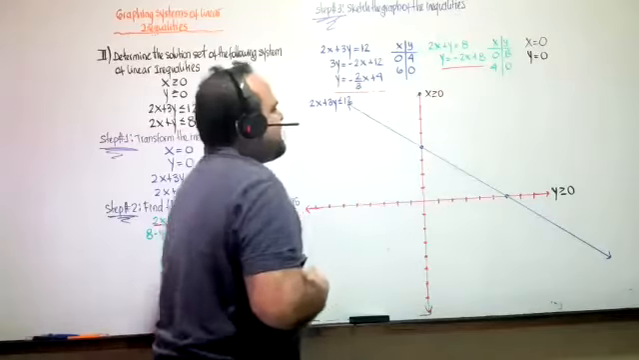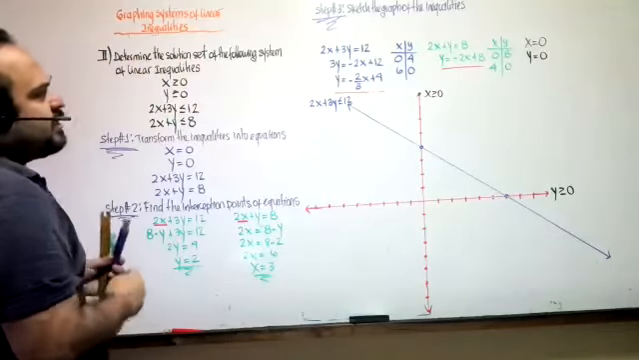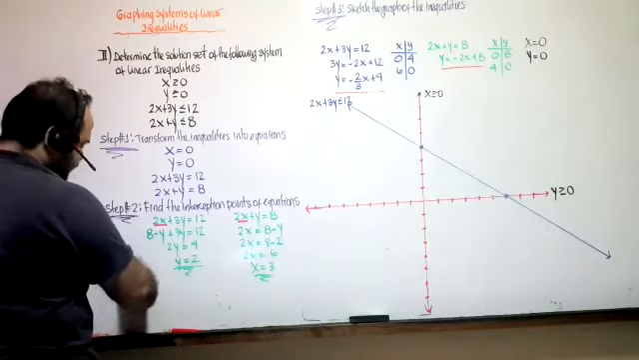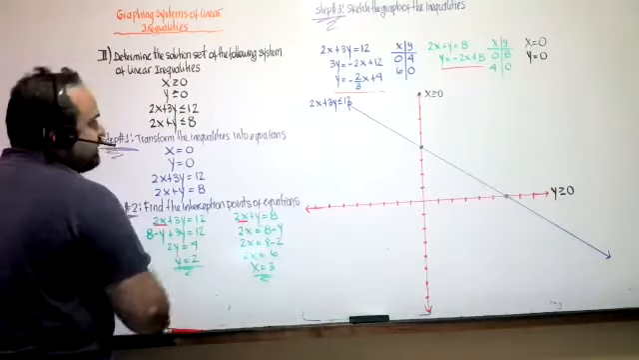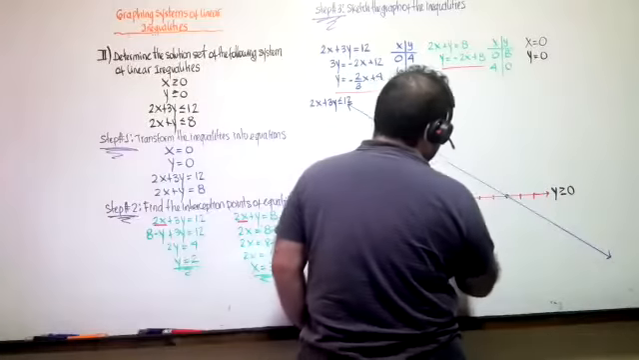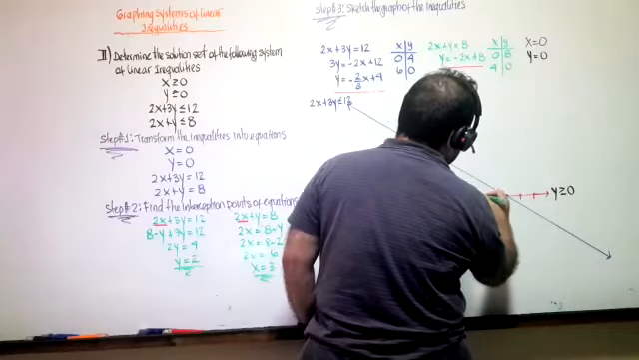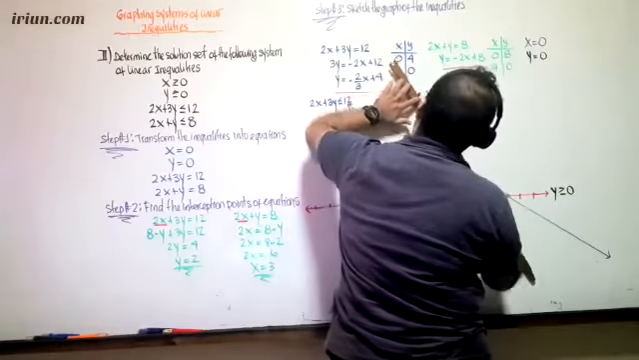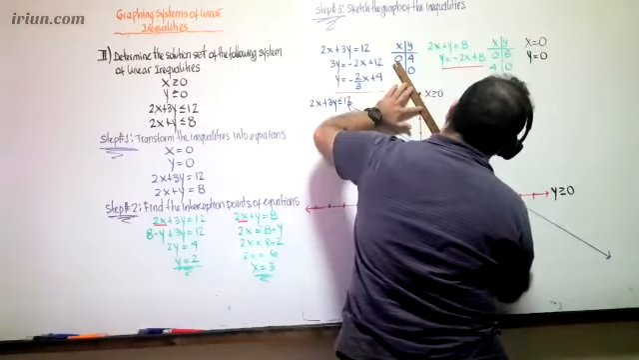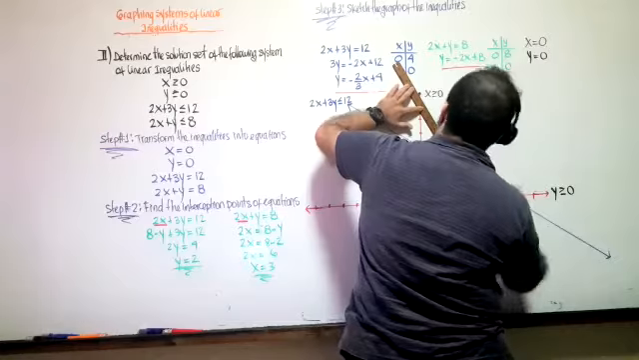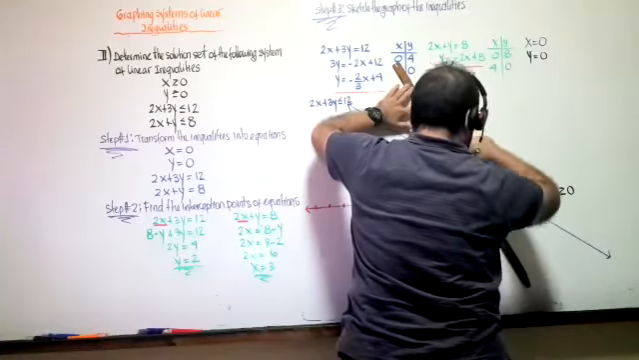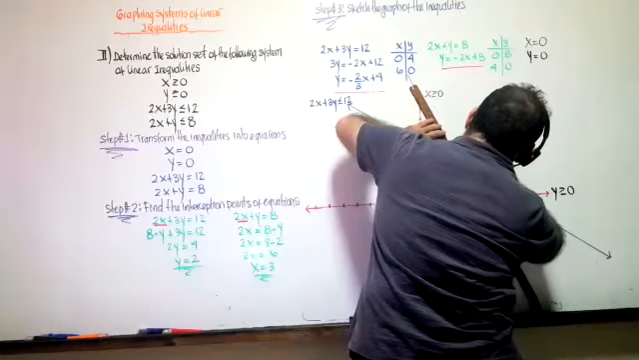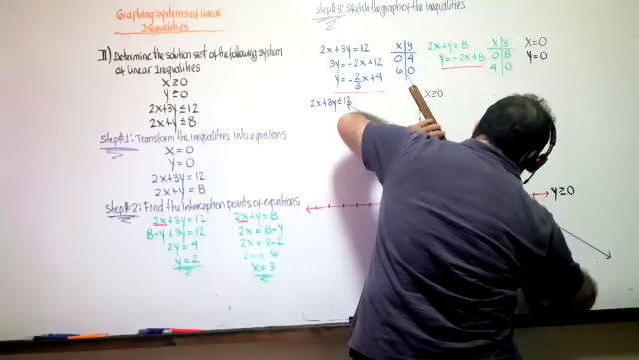On the other hand, we have (4, 0). (4, 0) is located over here: 1, 2, 3, 4. All right, and we can perfectly connect these two lines. It doesn't matter if these two lines overpass one another. That's the idea.